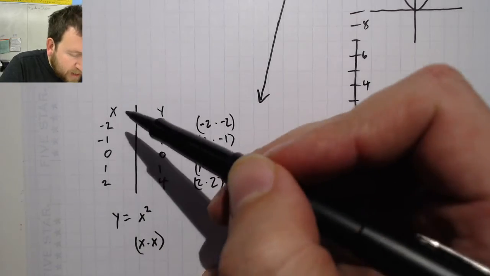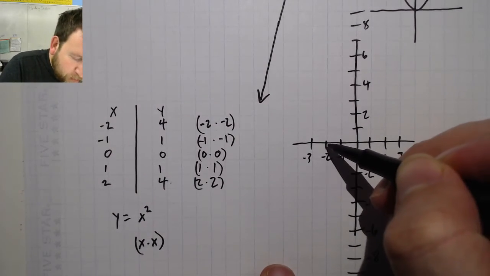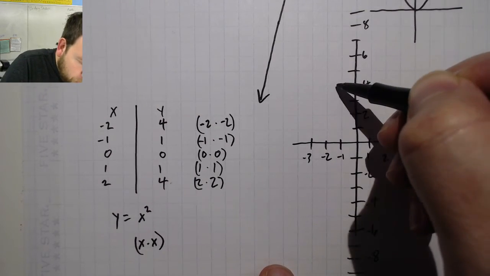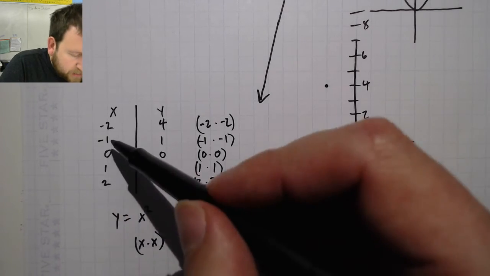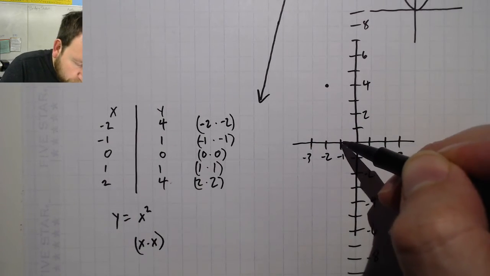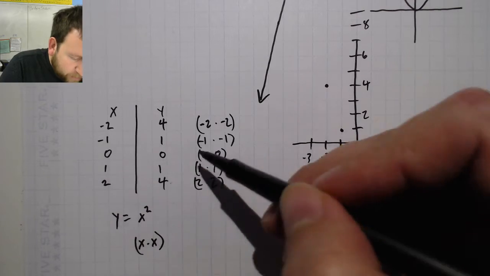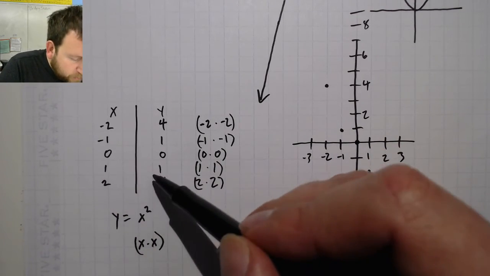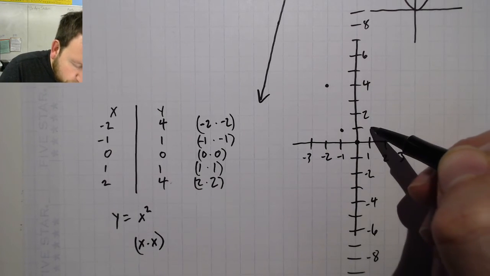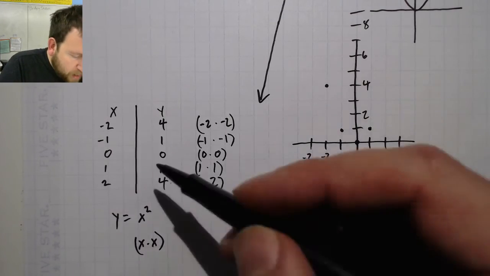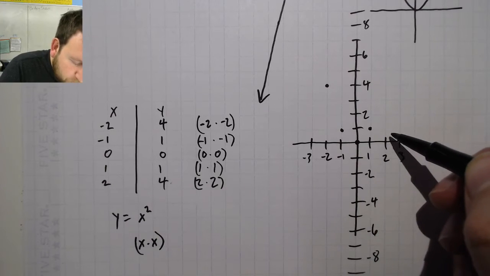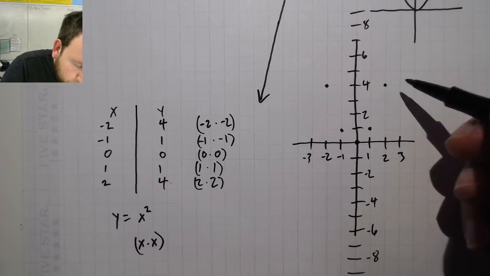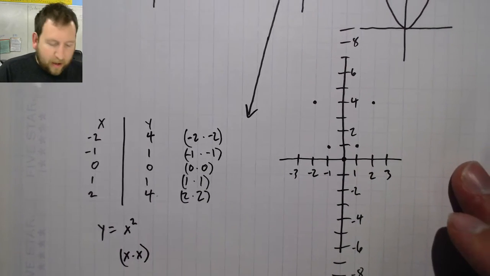Okay, my first number is a -2, 4. 1, 2, up to 4, right there. My second number, -1, 1. My third number, I've got the origin, or 0, 0. My third set, 1, 1, right here. And my fourth set, 2, 4. Interesting. So you can kind of see how that looks.